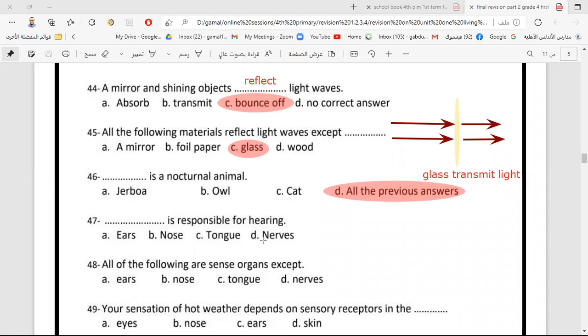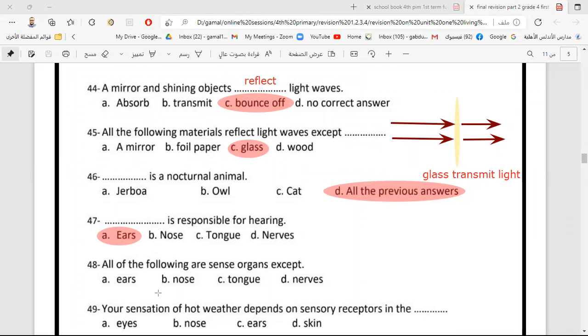Your turn, Yusuf. A blank is responsible for hearing. Ears or nose or tongue or nerves? Ear. You are excellent, my son. Hearing is by ears, but also the brain. Remember the function of the brain. The ear sends the message to the brain and the brain interprets what you hear. Translate and interpret the information. Very good, my son.